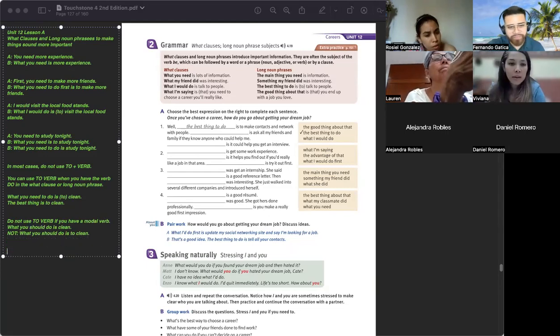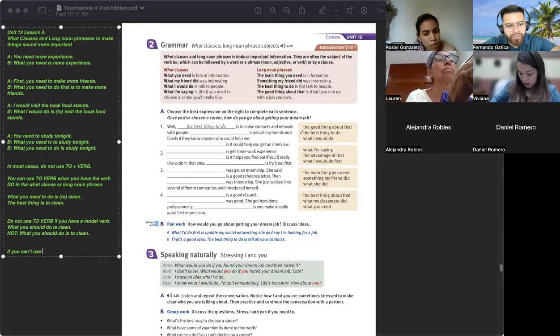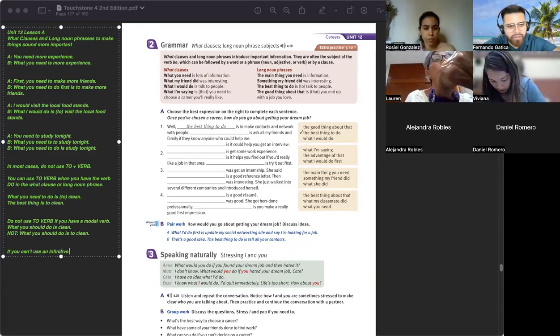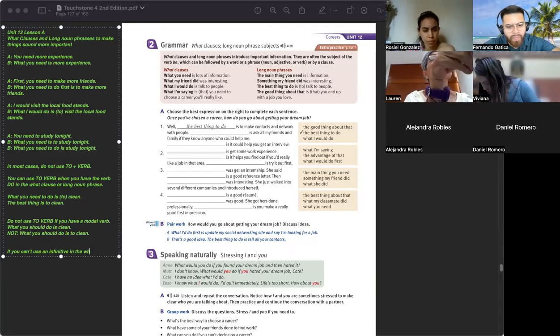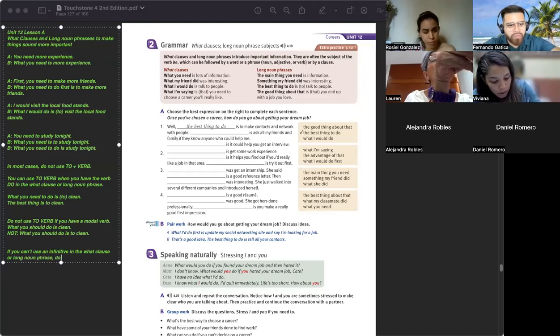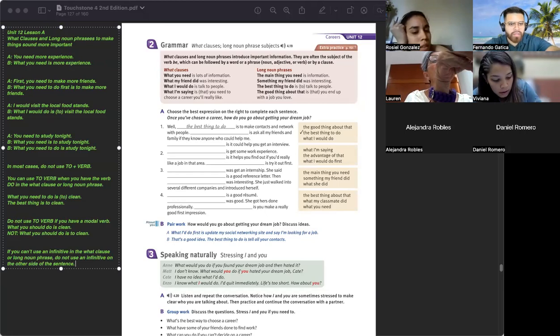So basically, if you can't use an infinitive in the what clause or long noun phrase, do not use an infinitive on the other side of the sentence.